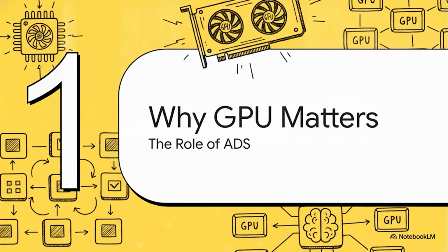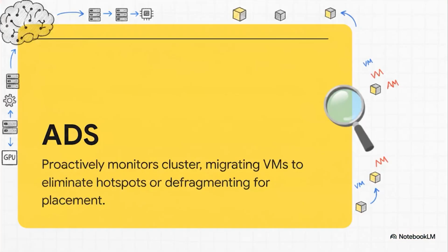All right, Part 1. Why GPU matters and the role of ADS. So before we even compare GPU types, we have to talk about Acropolis Dynamic Scheduling, or ADS. Think of ADS as the brain behind the curtain. It's constantly, proactively monitoring your cluster for compute, storage, and vGPU contention. When it sees a hotspot forming, it builds a migration plan to cool things down.